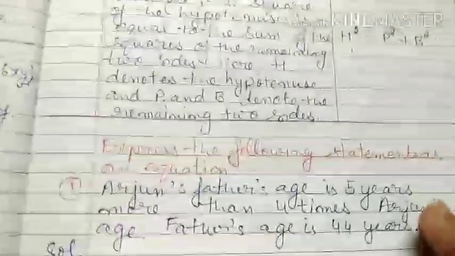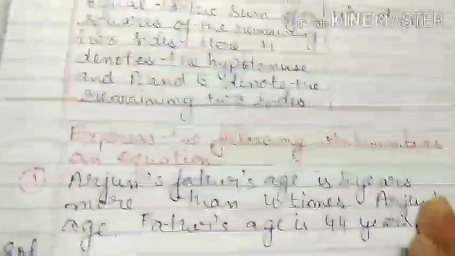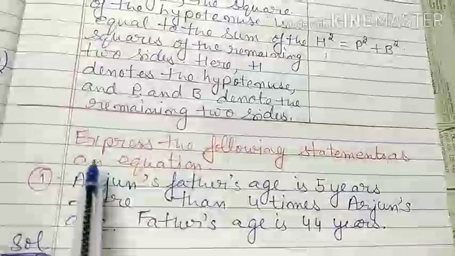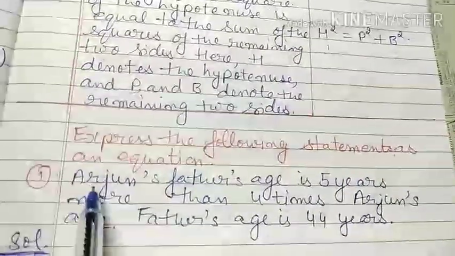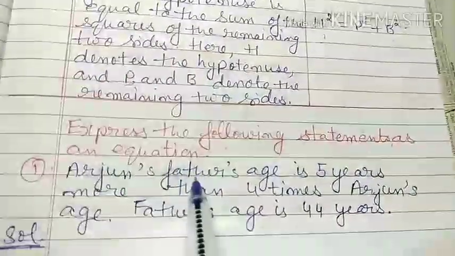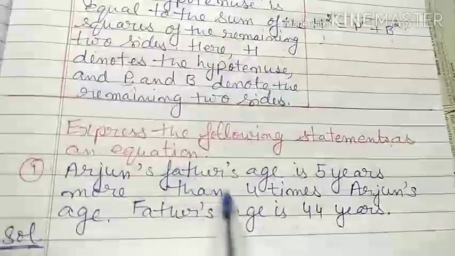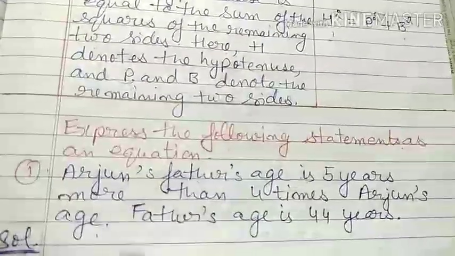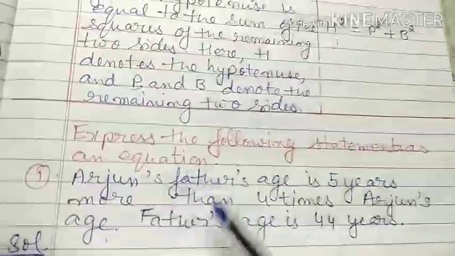Now in this regard, I have some more questions to elaborate on that formula. Express the following statements in equation form. Your statement is: Arjun's father's age is 5 years more than 4 times Arjun's age. Read the statement again and try to translate.